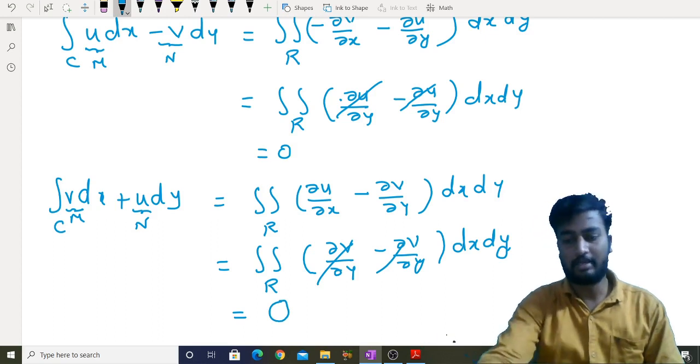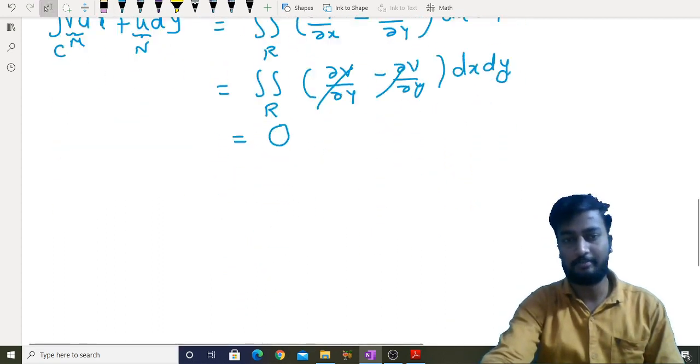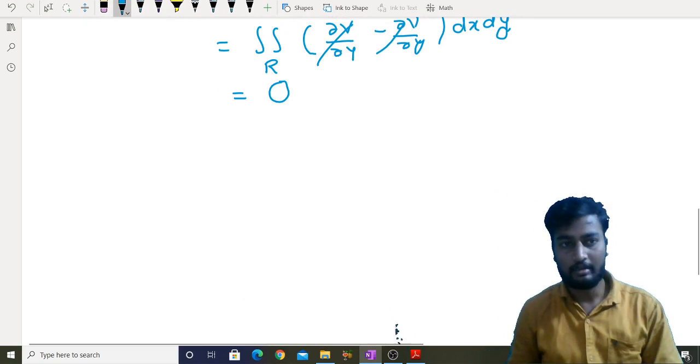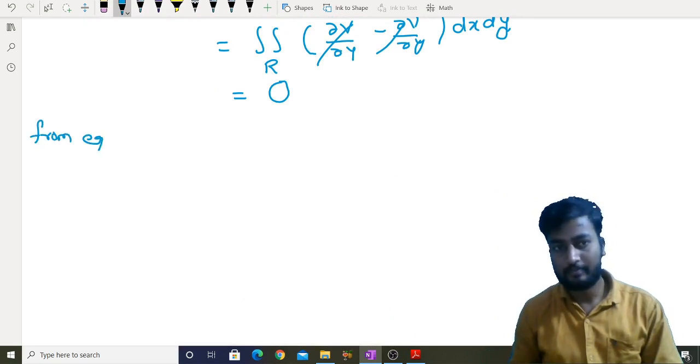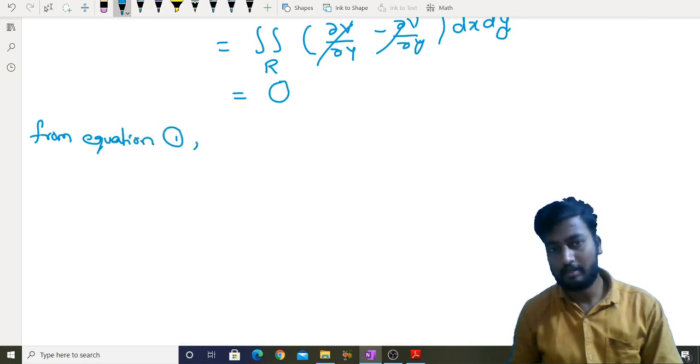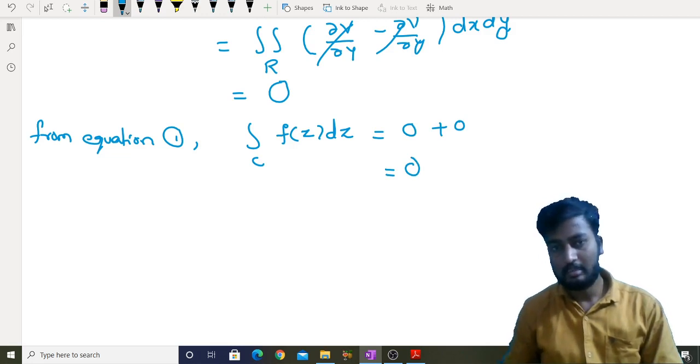Now from equation 1, the integral of f of z dz is equal to 0 plus 0, that means it is 0, right? This is our proof.